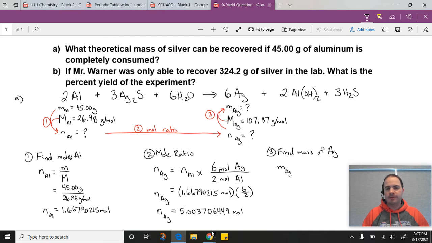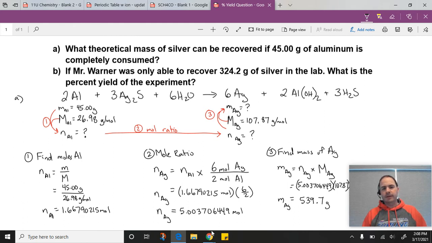So mass of silver is going to equal the moles times the molar mass. So this is going to be 5.0037064449 times 107.87. And when we do the math here, we will get 539.7 grams. Okay, and that's to the correct number of significant digits because our mass had 4, our molar mass had 4. We're carrying 4 significant digits through the first part, which is still the same through the second part. And if we look, we've got 4 significant digits in the moles and 5 in the molar mass. We finish with 4 significant digits. So that's our mass. So we figured out the theoretical yield.